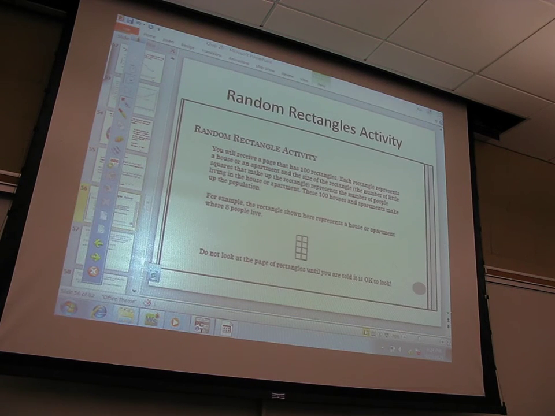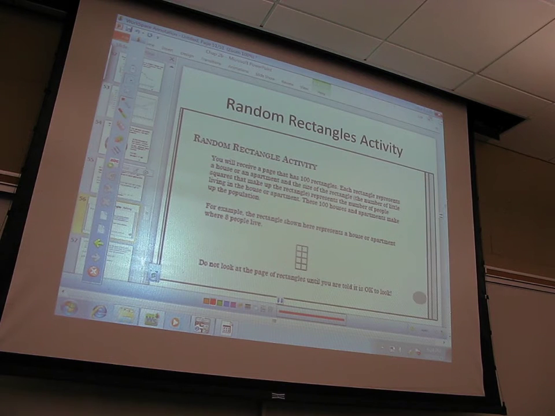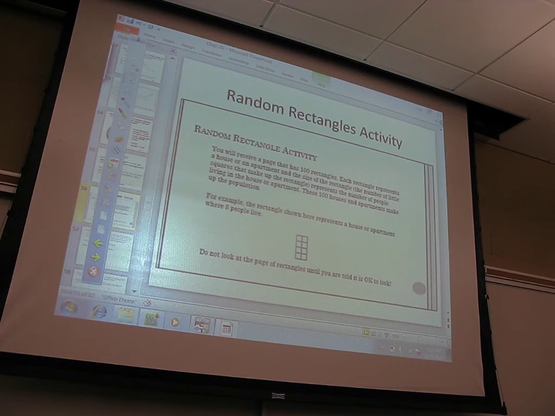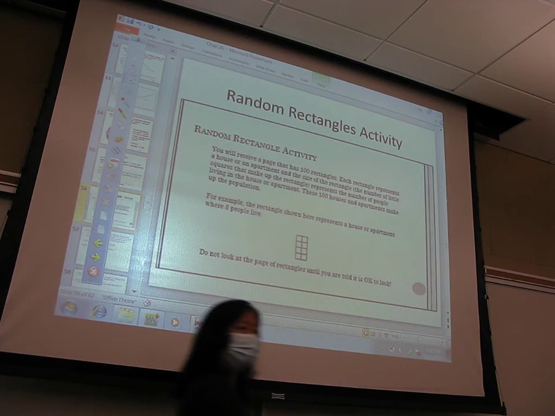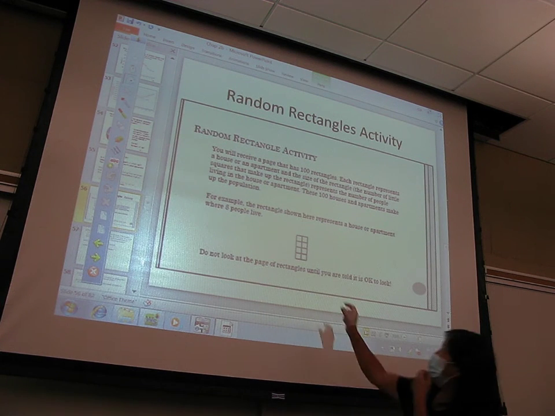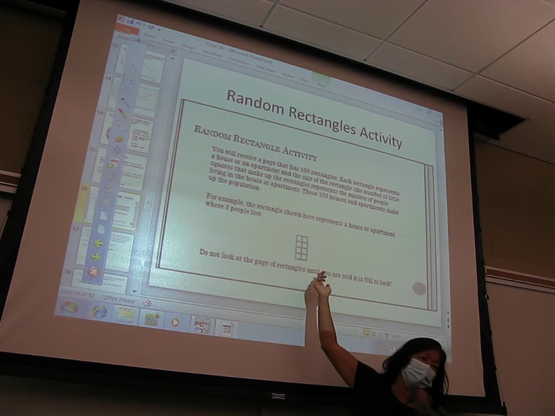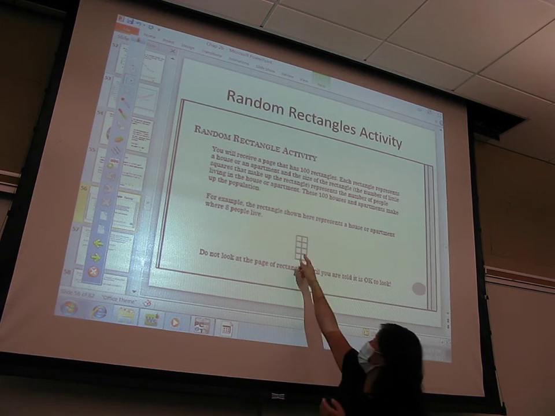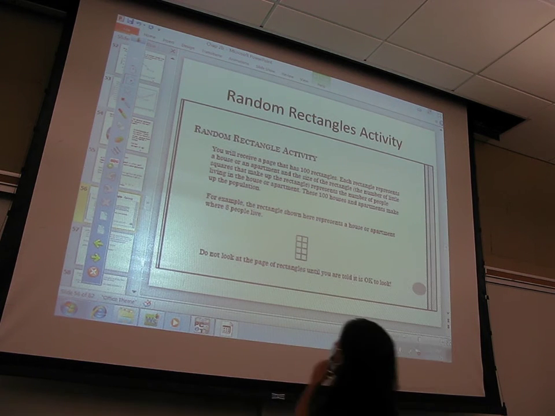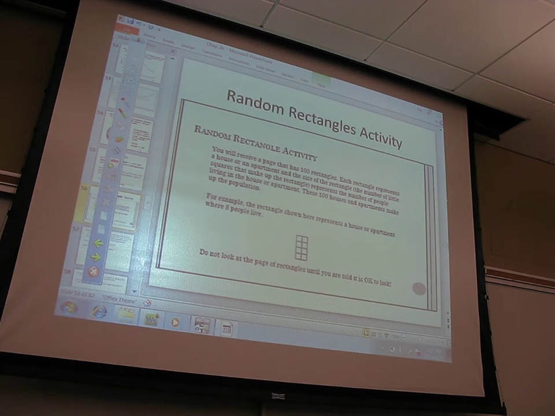Okay. So we're going to do a random rectangle activity. The back side of this sheet has 100 rectangles on it. Each rectangle represents a house, and the number of squares are the number of people in the house. So this one here is a house with 8 people in it. Good? 8 squares. So what you guys are going to do, don't look at the paper until you're told to look.